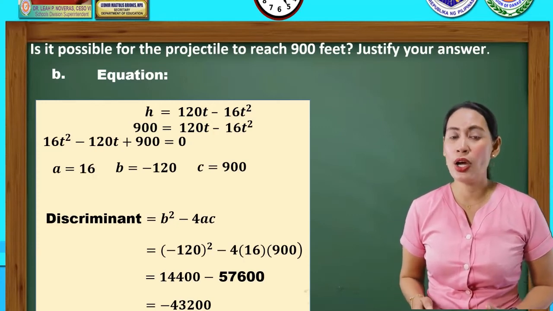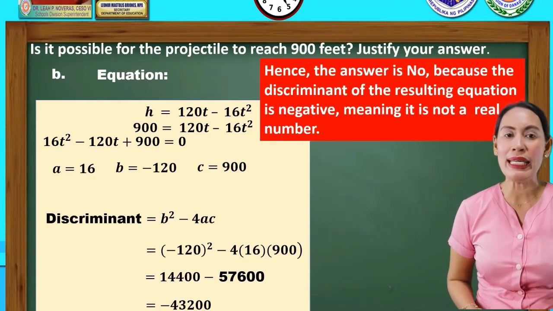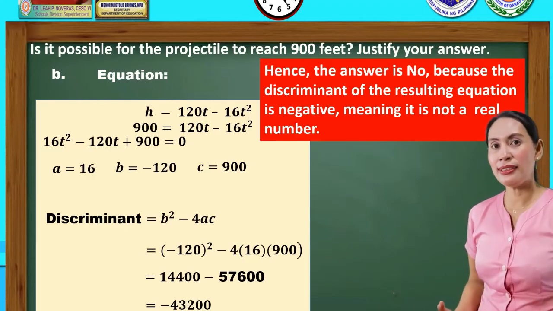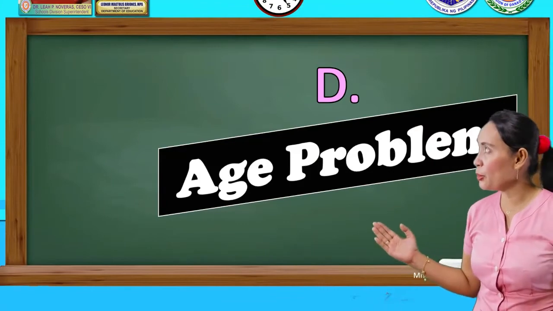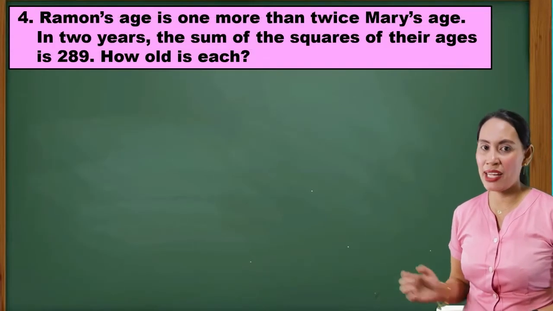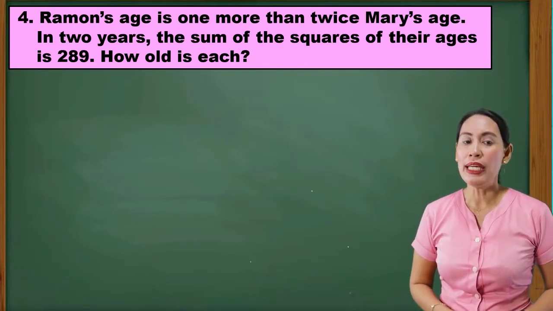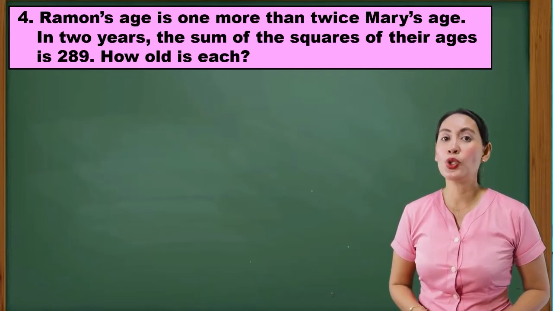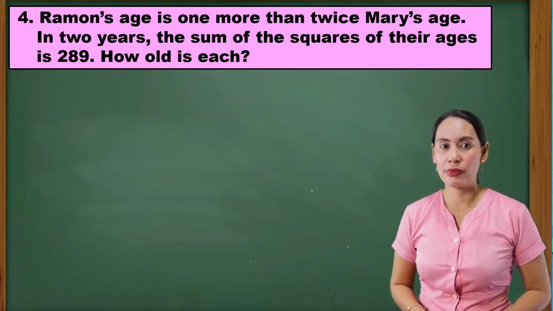Hence, the answer is no, because the discriminant of the resulting equation is negative, meaning it is not a real number. Next is solving age problem. Example number 4. Ramon's age is 1 more than twice Mary's age. In 2 years, the sum of the squares of their ages is 289. How old is each?